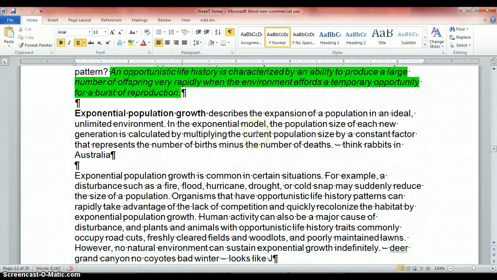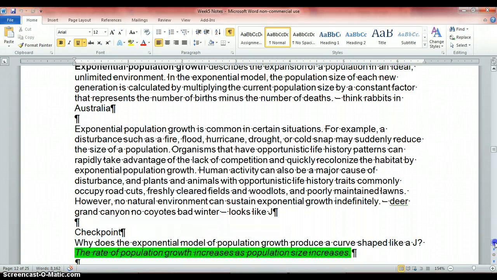Exponential growth patterns. This is when we get our shapes. An exponential growth pattern describes expansion of a population in an ideal, unlimited environment. In the exponential model, the population size of each new generation is calculated by multiplying the current population size by the constant factor that represents the number of births minus the number of deaths. Think of rabbits in Australia. They were introduced and they went out of control. What do we do to control them? How do we handle this?